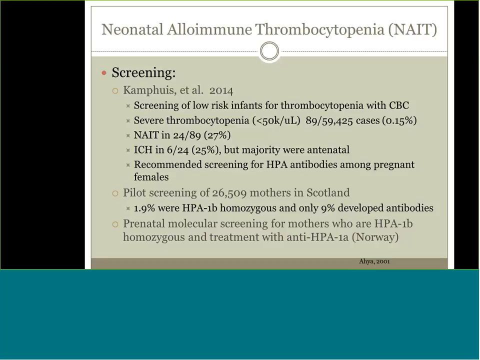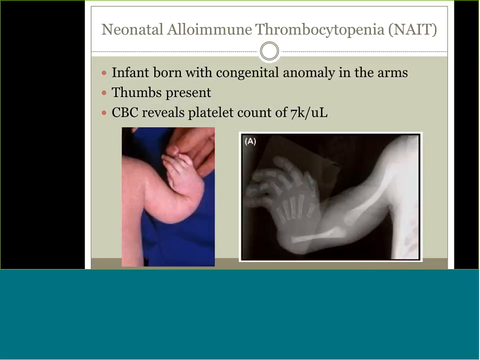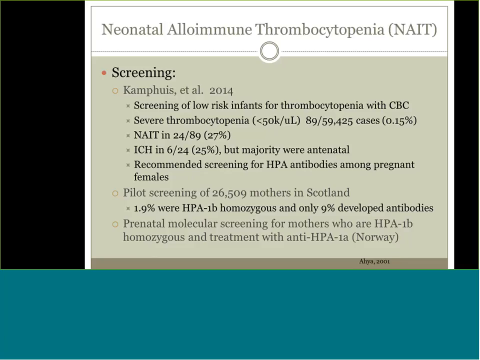And currently there's a prenatal molecular screening for mothers in Norway looking for, again, the HPA-1b homozygous and treating them with an anti-HPA-1a antibody, so kind of like the RhoGAM equivalent for platelets, but that's not available here, something that's kind of new and cool. And when are they dosing it? They're dosing it very early, I want to say, like remarkably early, I think before 20 weeks. But I don't know how many times they're actually continuing to dose it throughout the pregnancy.